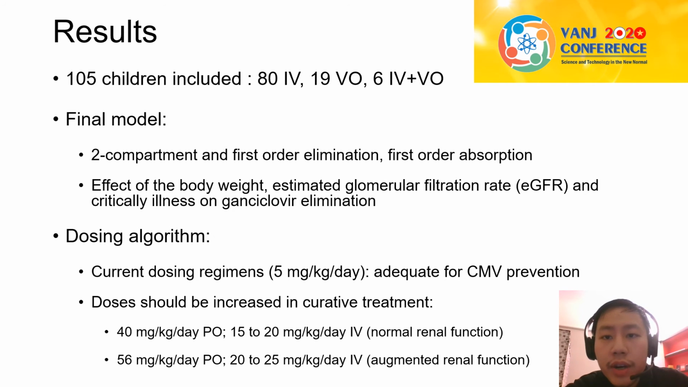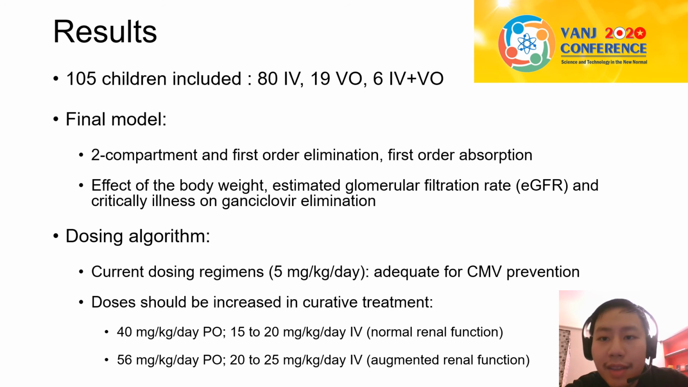Among these children, 80 were receiving IV Ganciclovir, 19 with oral doses, and 6 with both forms. PK data were best described by a two-compartment model with first-order absorption and elimination, which also included the effect of body weight, estimated glomerular filtration rate (eGFR), and critical illness on Ganciclovir elimination.